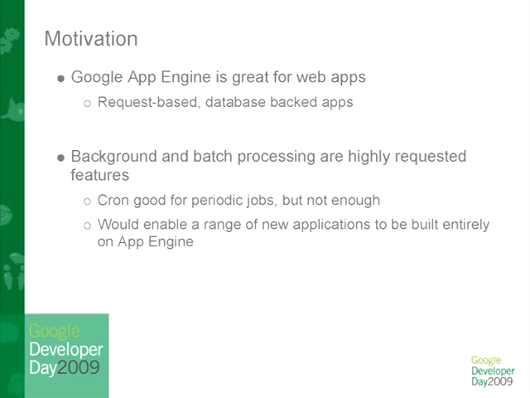And to that end, we added cron jobs to App Engine, but it's not enough. It's not fast enough. Real background processing would enable a whole new range of applications on App Engine that never existed before. So, entirely new functionality you couldn't have imagined implementing on App Engine.